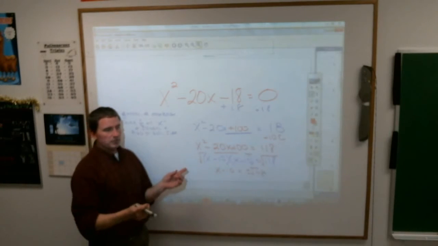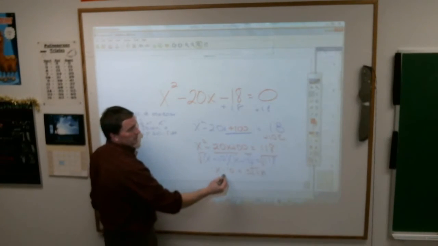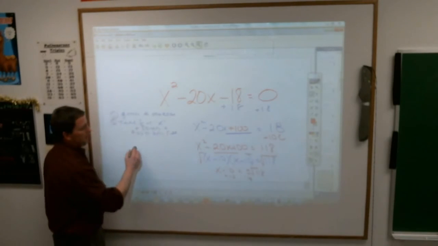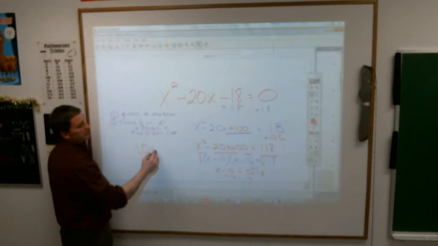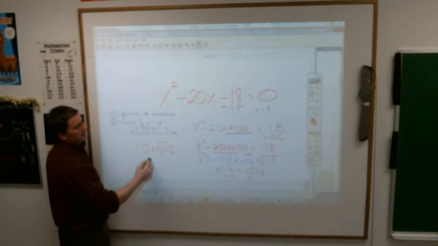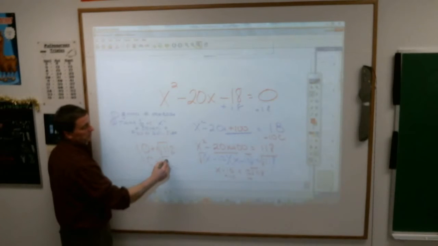What are my two answers going to be? Now I need to get rid of the 10 by adding it to this side. I add it to this side, so I get 10 plus the square root of 118 and 10 minus the square root of 118.